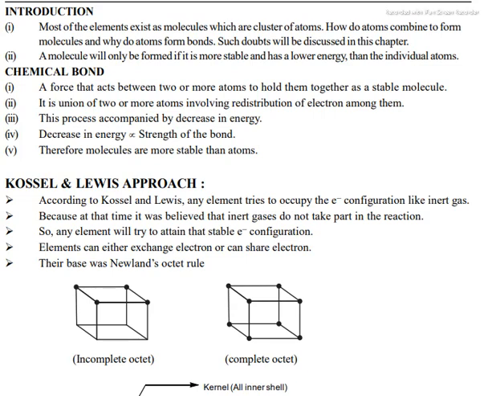Now the question is, why are molecules more stable than individual atoms? The reason behind that is that molecules are more stable because they have lower energy in comparison to individual atoms.